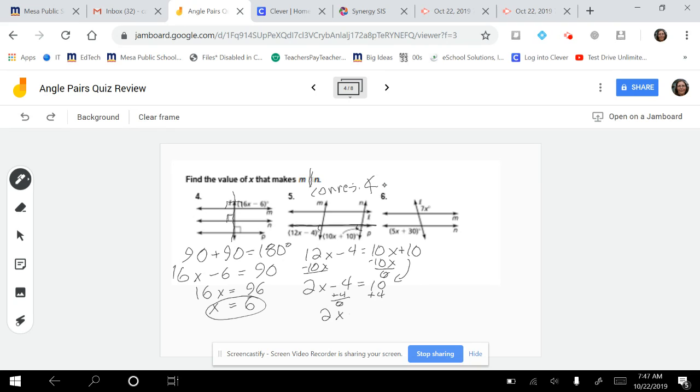I get 2x is equal to 14x. Divide each side by 2. And I get x is equal to 7.